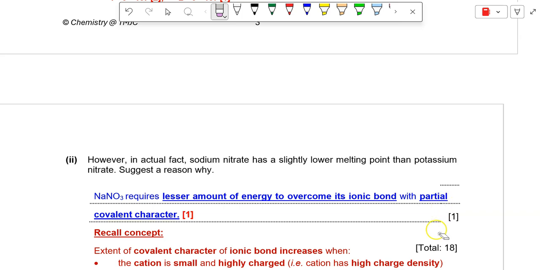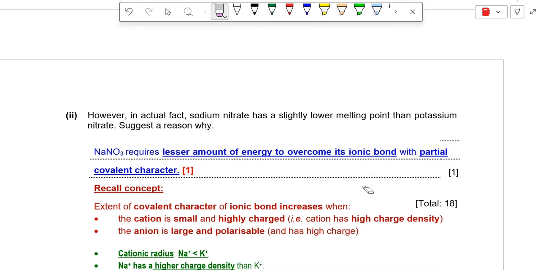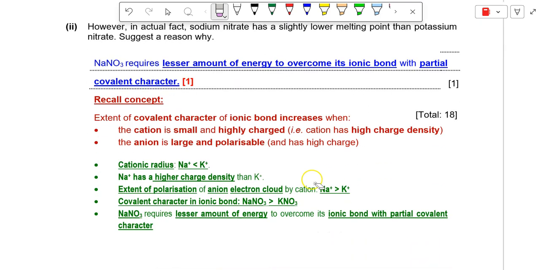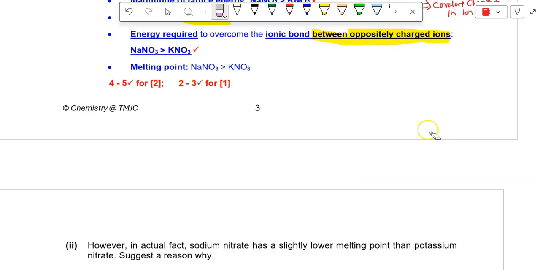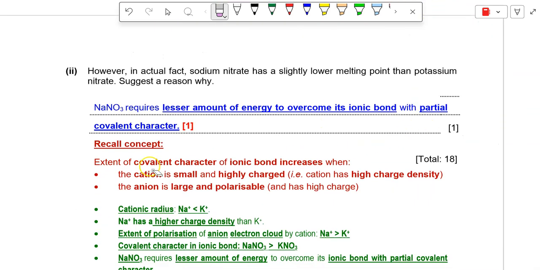Now this is the one-mark response. I want to go through this concept fully so that you can appreciate it better. Recall, the covalent character of ionic bonds increases when the cation is small and highly charged. In other words, remember we just talked about the term charge density: it's about increasing the extent of covalent character. And the anion is large and polarizable. In this case, nitrate is quite large.